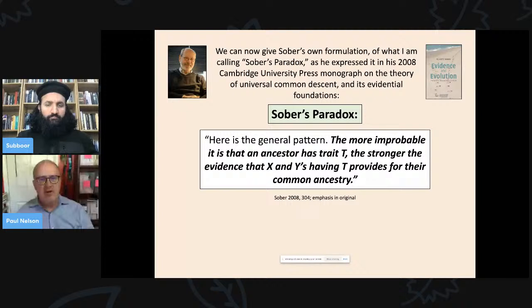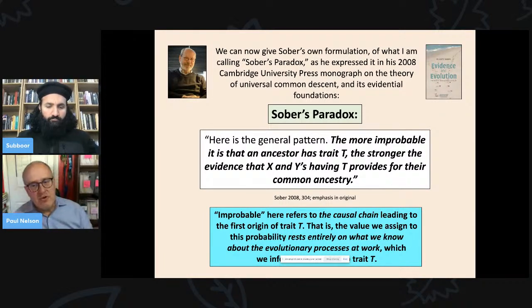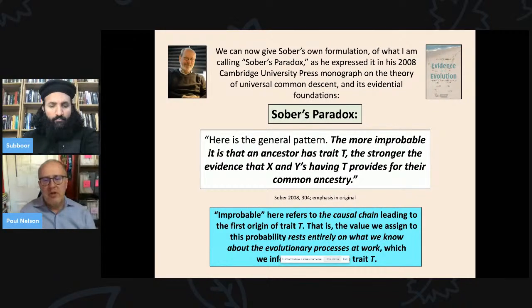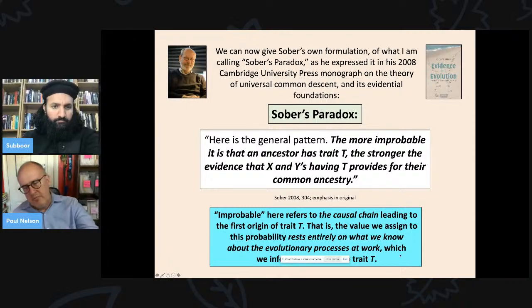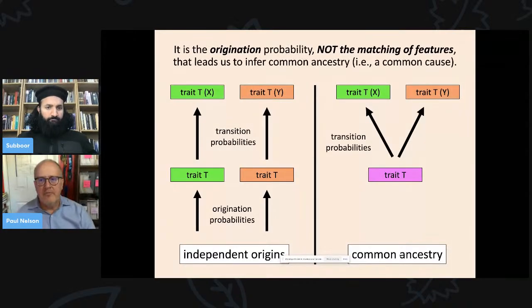Now, improbable here refers to a causal chain. The value we give to the events in a causal chain leading to the first origin of trait T. That value rests entirely on what we know about the evolutionary processes at work, which we infer must have led to trait T. So where does improbable come from there? That adjective in Sober's expression of the paradox comes from our knowledge, or frankly, our lack of knowledge about the pathway leading to the first origin of T. Okay.